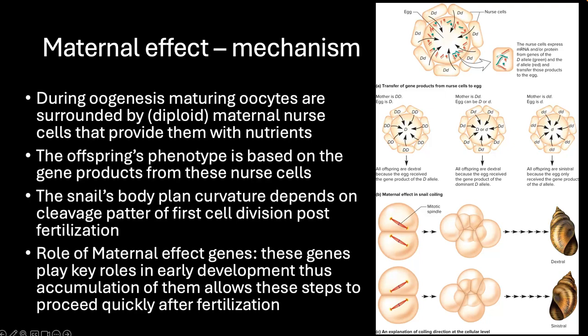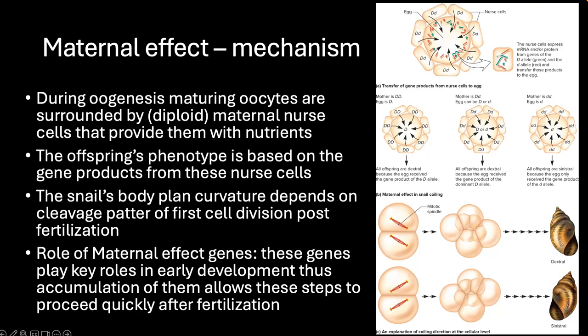So what causes this? It's due to nurse cells during oogenesis. These diploid cells provide nutrients and gene products to the developing eggs prior to fertilization. These gene products help kickstart early development in the offspring once fertilization occurs.